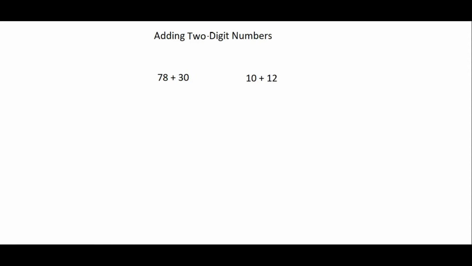Adding two-digit numbers. On the board we have two examples. Our first example is 78 plus 30. This problem was written in a horizontal format. So before we begin, let's rewrite this problem in a vertical format with 78 at the top and 30 underneath. And now we're ready to add.